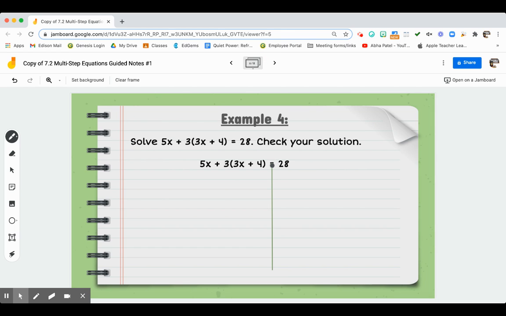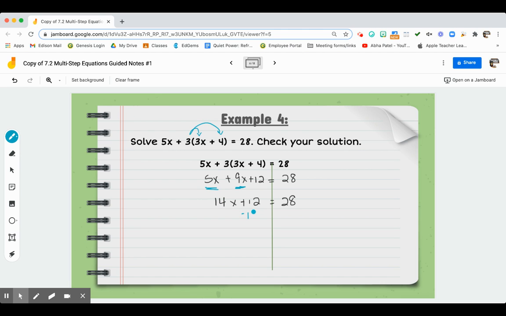Example 4. There's a lot going on here: 5x plus 3 times 3x plus 4 equals 28. In this one you do have distribution, so distribute first. So 5x plus 9x plus 12 is equal to 28. Now combine your like terms. Always look for your like terms and combine them. So 14x plus 12 is equal to 28.